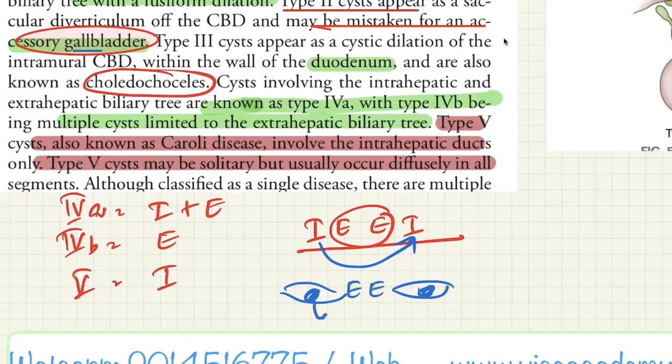So I for intrahepatic and E for extrahepatic, which together constitute 4A. Only extrahepatic dilatation is 4B, and again I stands for intrahepatic. Type 5 is only intrahepatic dilatation. So this is how you can never forget between 4A, 4B and type 5.